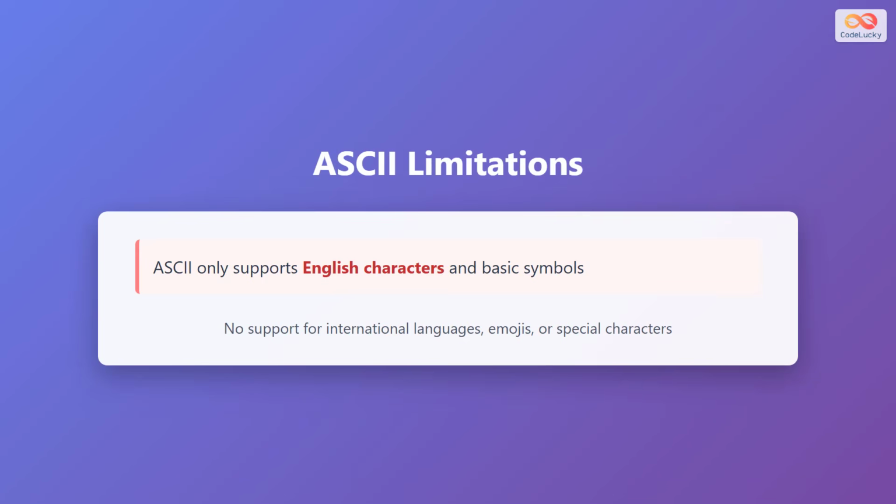However, ASCII has significant limitations. It only supports English characters and basic symbols. There's no support for international languages, emojis, or special characters used in other writing systems.